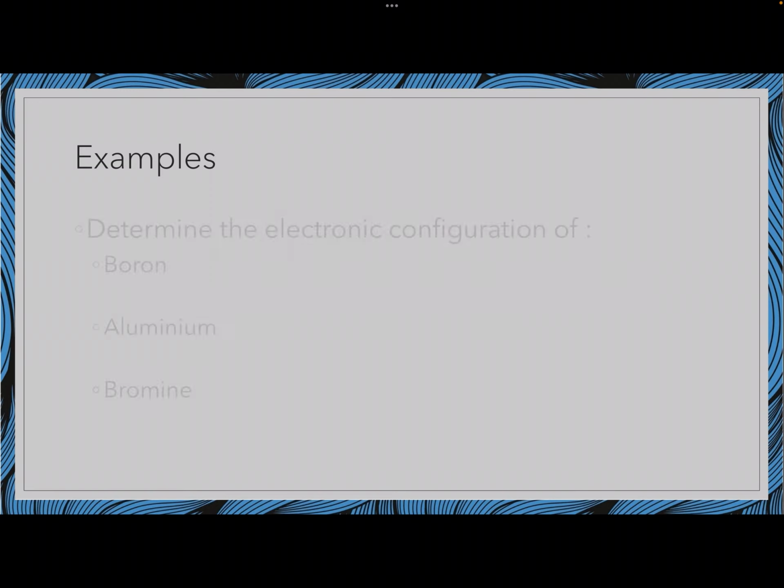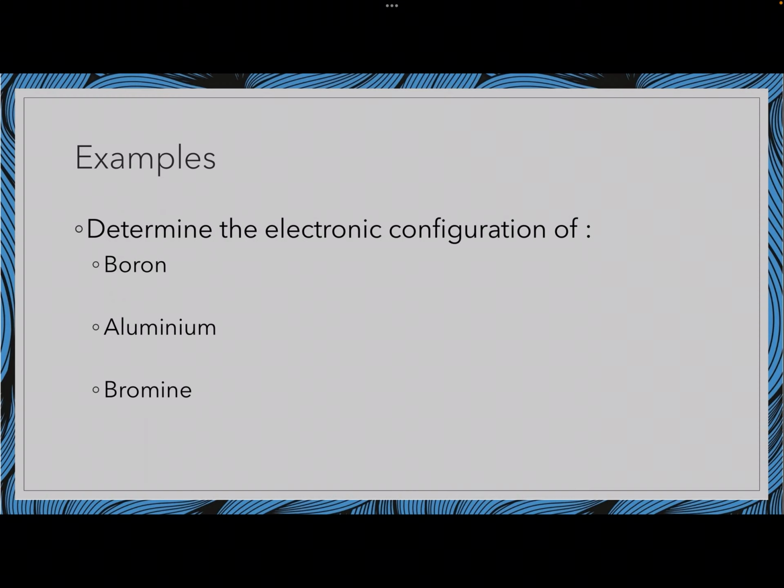So what I want you guys to do is have a go at determining the electronic configurations for boron, aluminium, and bromine. Okay, so there's spaces to do these in your workbooks on page 43, 44. So just do the same things that we've been doing. So figure out the number of electrons first, and then start counting them up through the lines. So, 1s, 2s, 2p, 3s, etc.